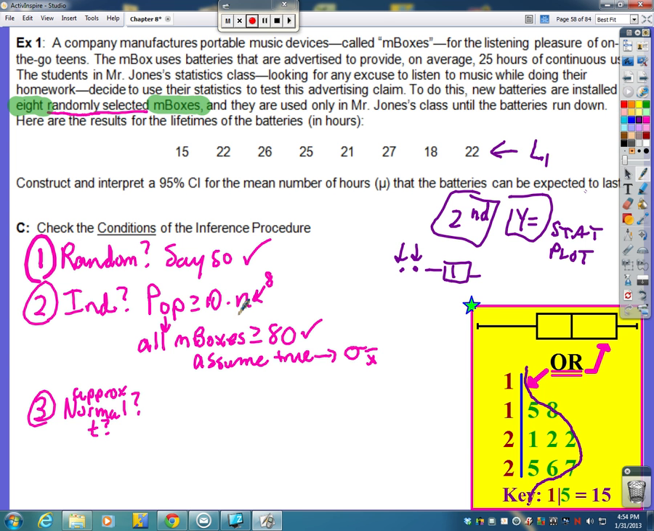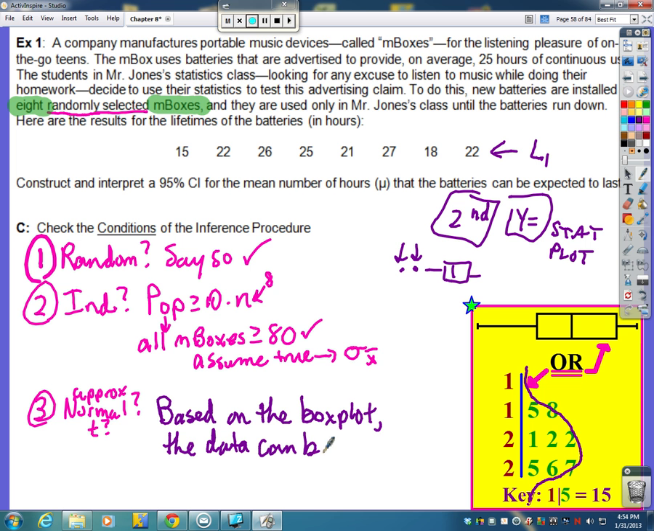So we will say, based on the box plot, or we could say based on the stem plot, the data can be assumed to follow t-procedures.